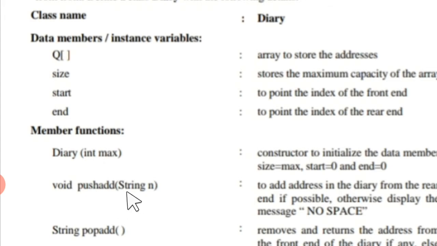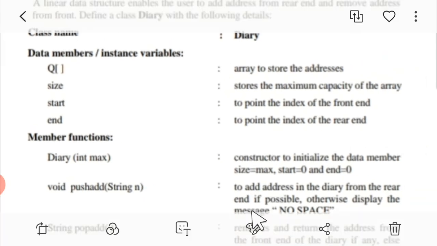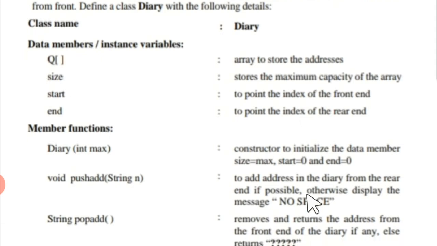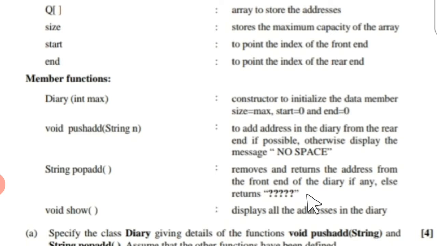So it pushes a string. A string n is the argument here, to add addresses in the diary from the rear end if possible, otherwise display the message no space. So in case of overflow, the no space message, otherwise the data must be entered, or pushed. After that, students, we have a string pop add, which removes and returns the address from the front end of the diary. If not possible, it returns these how many question marks? 1 2 3 4 5. So this string with 5 question marks is going to be returned.